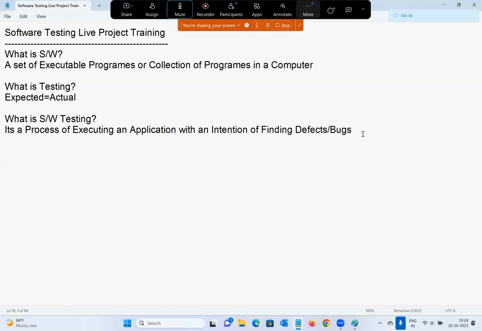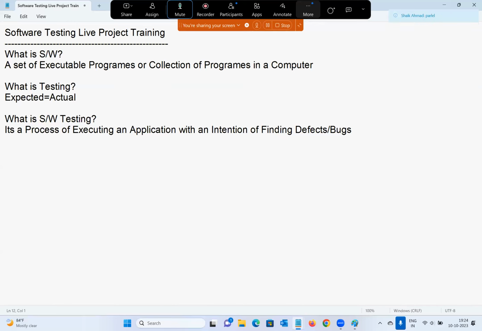Very good. Once again, what is software? A set of executable programs, or a collection of programs in a computer, is called software. What is testing? Comparison between expected values and actual values. And what is software testing? It's a process of executing an application with an intention of finding defects, also called bugs.